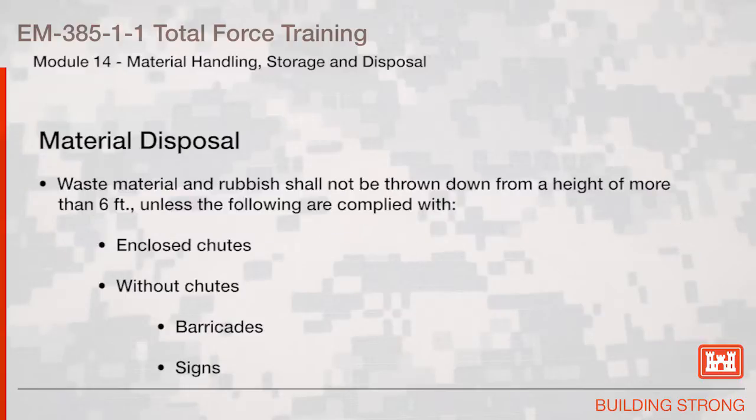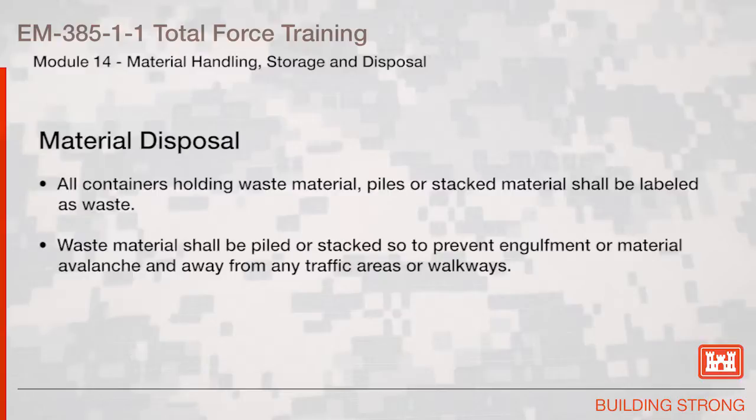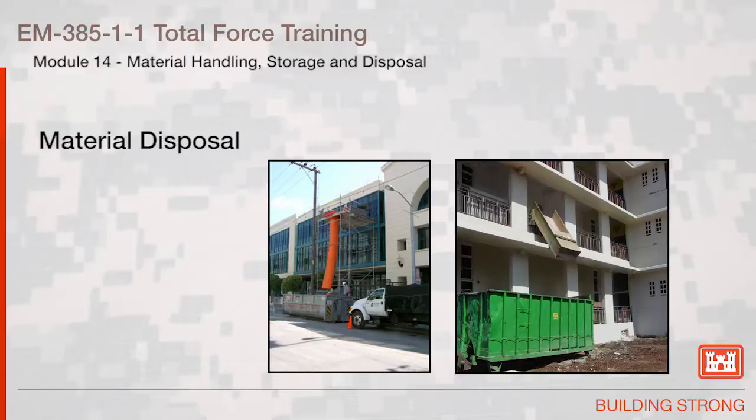Waste material and rubbish shall not be thrown down from a height of more than 6 feet unless the following are complied with. Enclosed chutes. Without chutes, you're required to have barricades and signs. All containers holding waste material, piles, or stacked material shall be labeled as a waste. Waste material shall be piled or stacked so as to prevent engulfment or material avalanche and away from any traffic areas or walkways. The picture on the left illustrates a proper enclosed chute. The picture on the right indicates a site-made chute that does not meet the requirements.